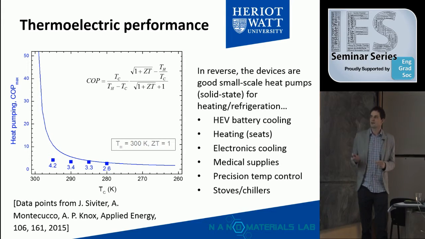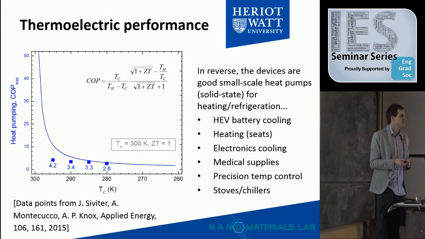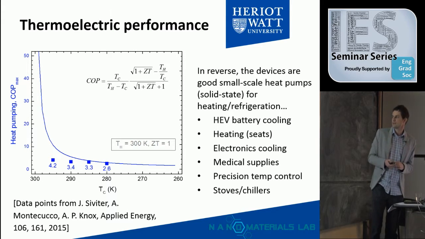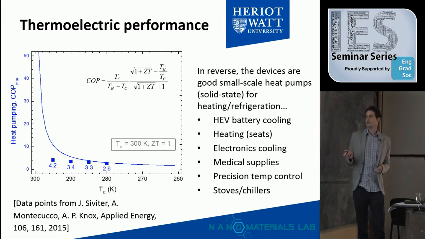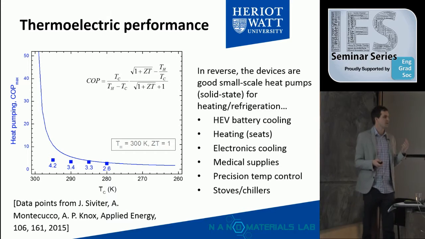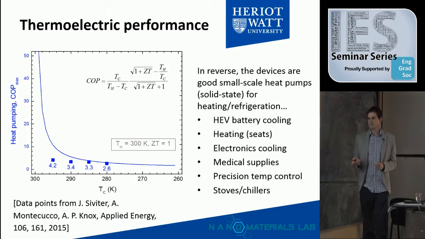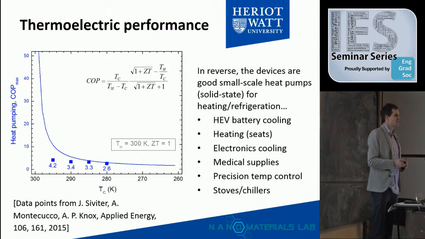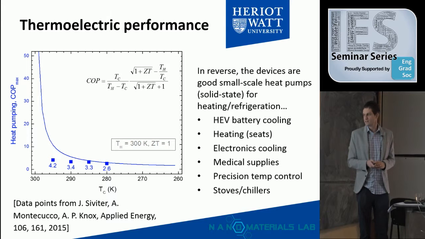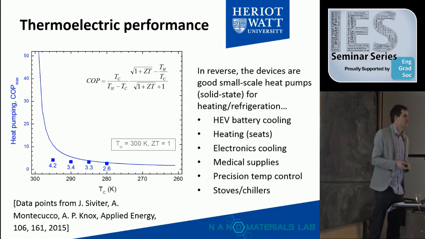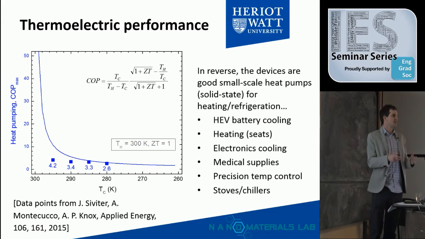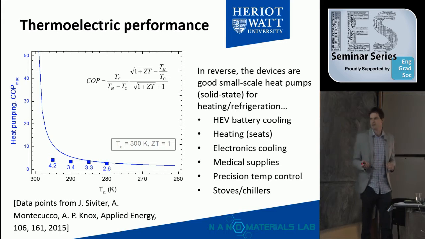quite useful. So there are applications being looked at such as hybrid electric vehicle battery temperature maintenance, heating within seats and things like that, cooling of electronics, so chips getting very hot and trying to cool them down. We can look at precision temperature control applications, and also things like camping stoves. There was somebody on Dragon's Den you may have seen who had a device based on this, where he was using his camping stove to cook, but also to generate electricity to charge his phone while he was out camping.